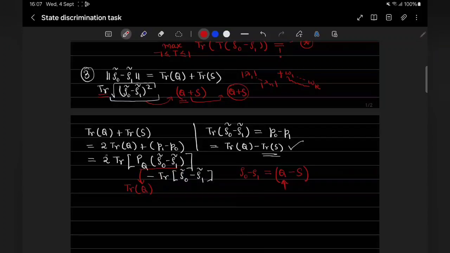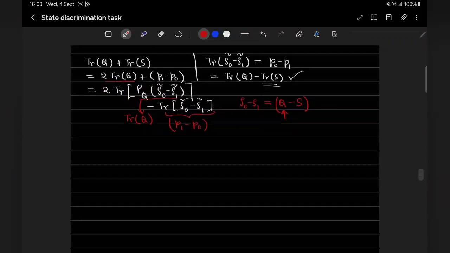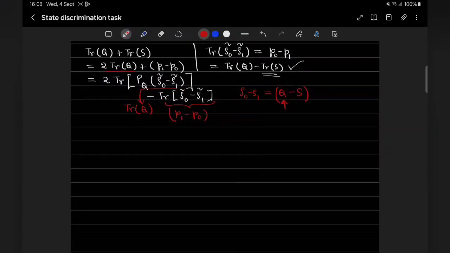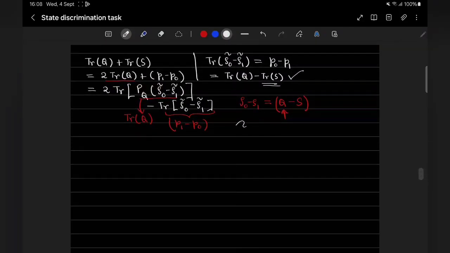I think this makes sense. So here I have trace of q. This is just the same term, and the next term is just p1 minus p0 along with the minus sign if you take it inside. So now what this means is that we have a new formulation of the norm. So norm of rho 0 tilde minus rho 1 tilde is equal to trace of 2 times projector onto q minus 1 times rho 0 tilde minus rho 1 tilde.